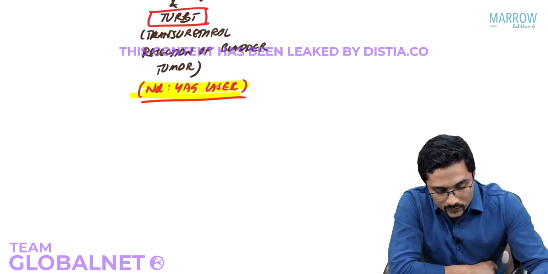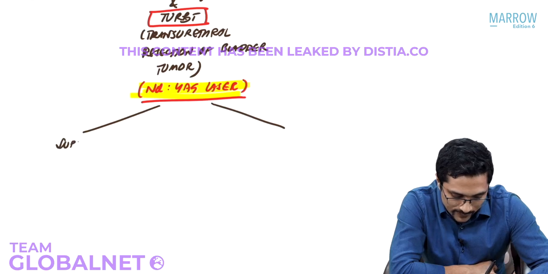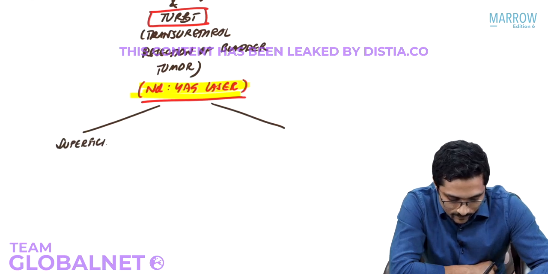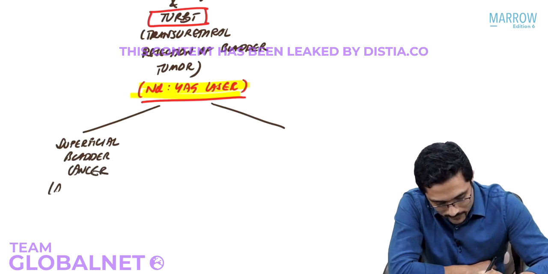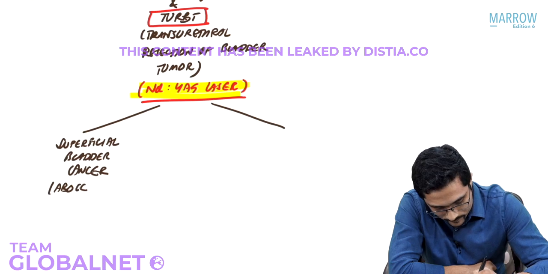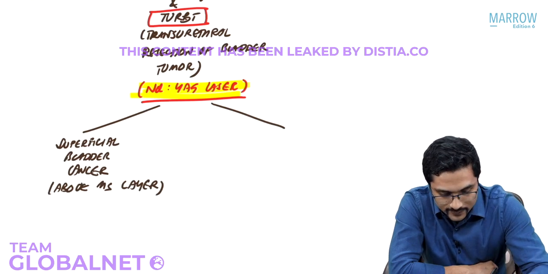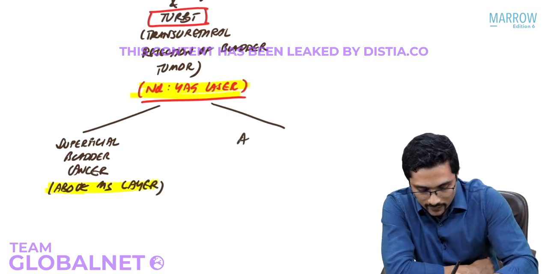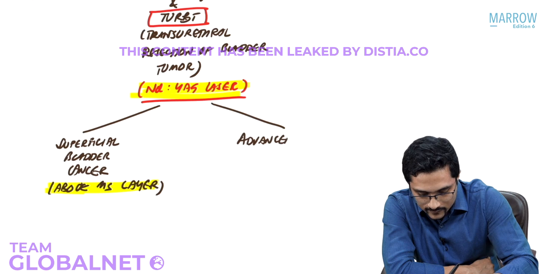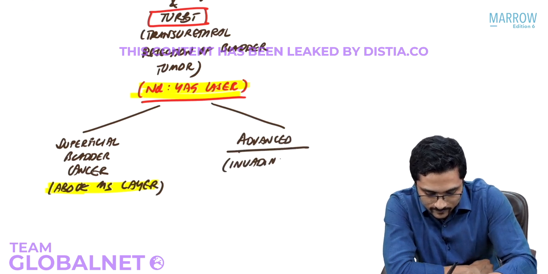Now once I know the T stage, it can either be superficial bladder cancer, that means above the muscle layer, or it can be advanced bladder cancer, that is invading into the muscle layer.